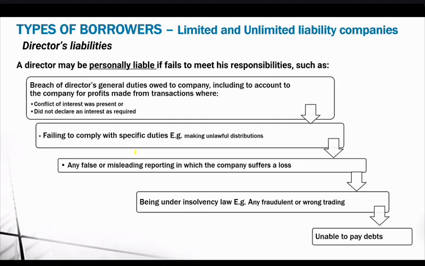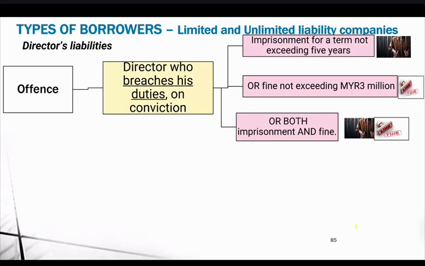I mentioned earlier, conflict of interest or fraudulent trading. That was what the guy did for some pharmaceutical company. Stole all the secrets, boom, sued. Failing to comply with specific duties, false or misleading reports, or unable to pay debts. And this is the example of an offense. Okay? This is all rules under the Companies Act here. They can go to jail. It's not just a fine. They can go to jail for this. Okay?